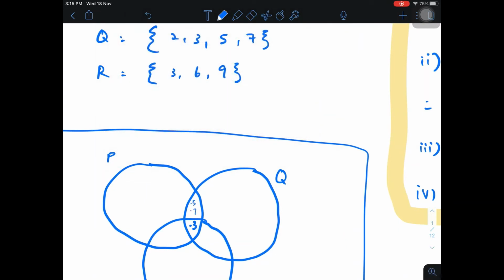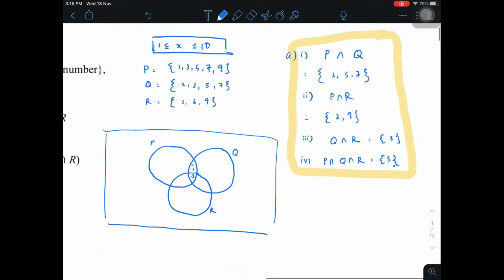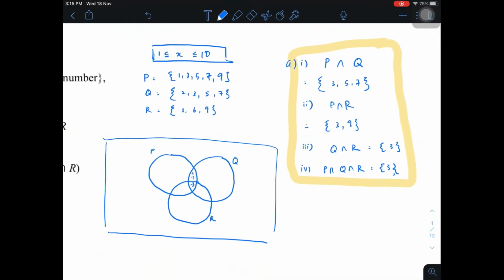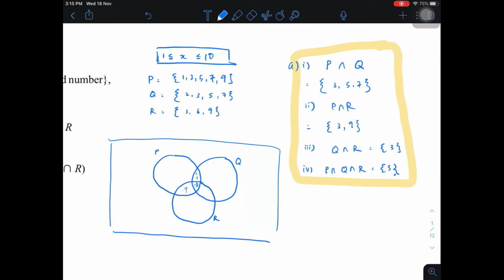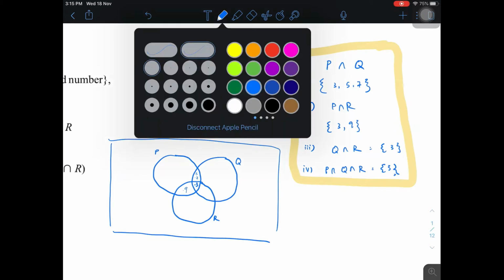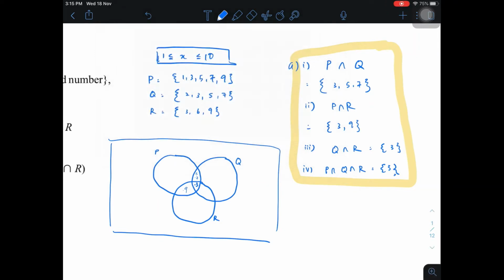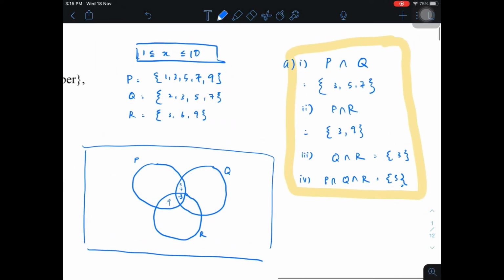5, 7. It's a little bit small, sorry. The intersection between P and R would be 3 and 9. So 3 and 9. The intersection between Q and R is only 3. So that would be empty. Alright, so let's fill in the remaining numbers, which is 1.